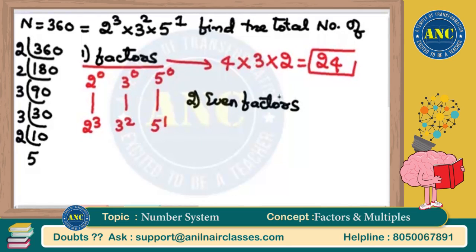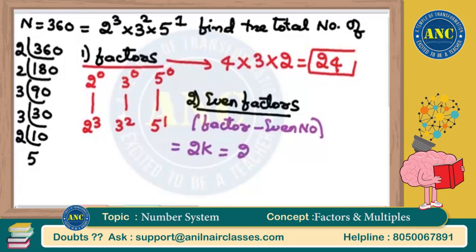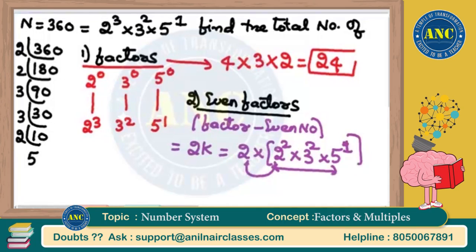Next is even factors. What do you mean by an even factor? Even factor means a factor which is an even number. Any even number is of the form 2k. So one 2 will definitely be there. In 2 cube, one 2 is already there. Remaining is 2 square into 3 square into 5 power 1. So all these numbers are multiplied by 2, and therefore it becomes an even factor.